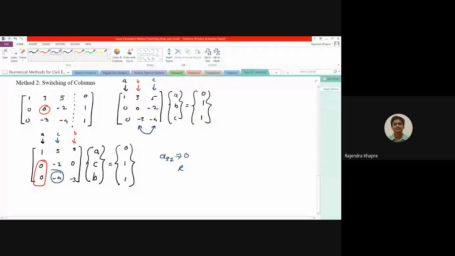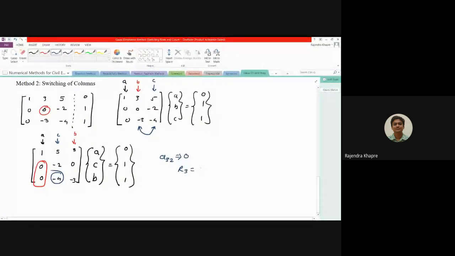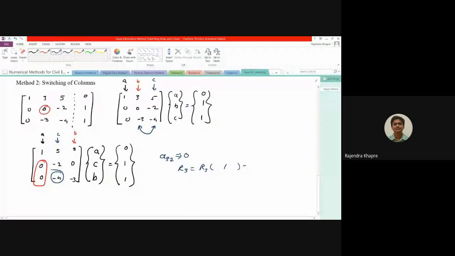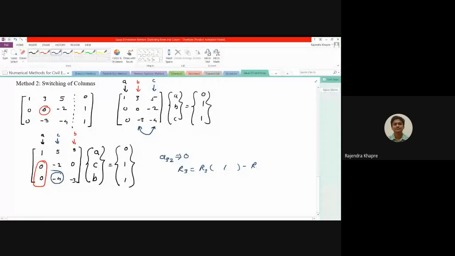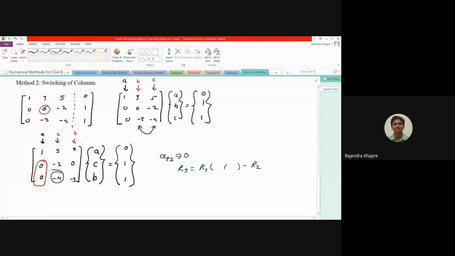For this purpose, I need to go with R3 equals R3 minus some factor times R2. We can do this because the R2 diagonal value is now a non-zero value. So here basically we are writing a22, and here we are going to write a32. Okay, is it okay, students?